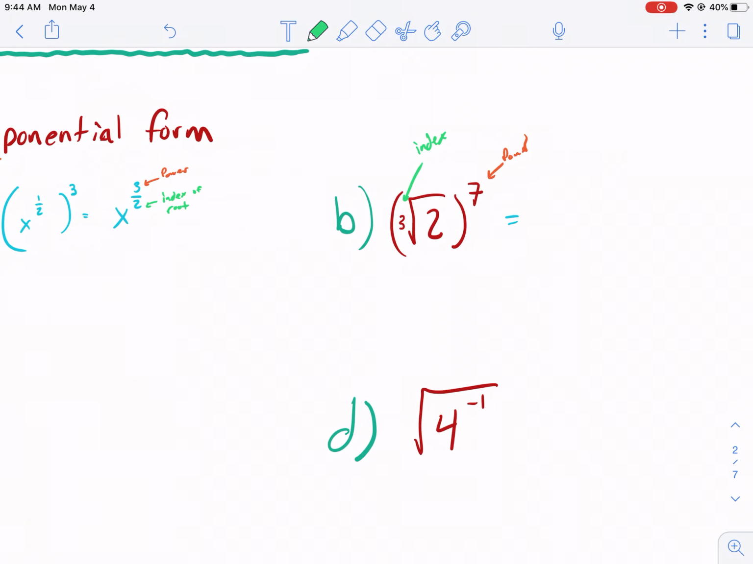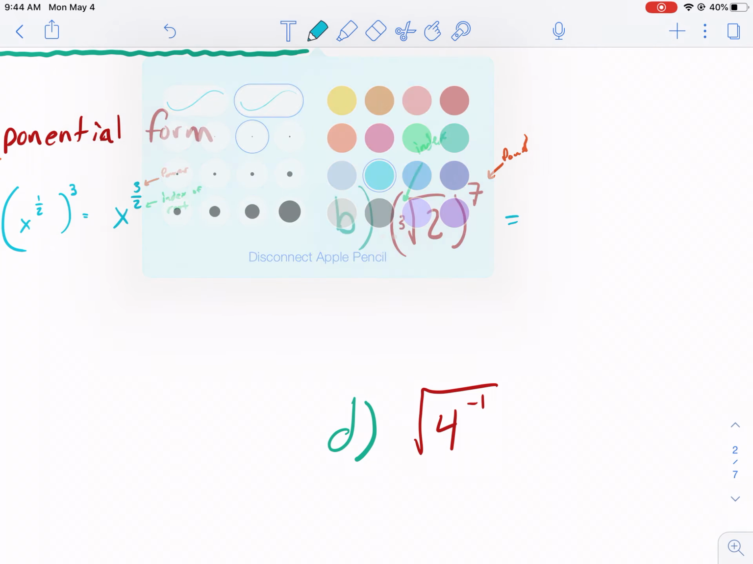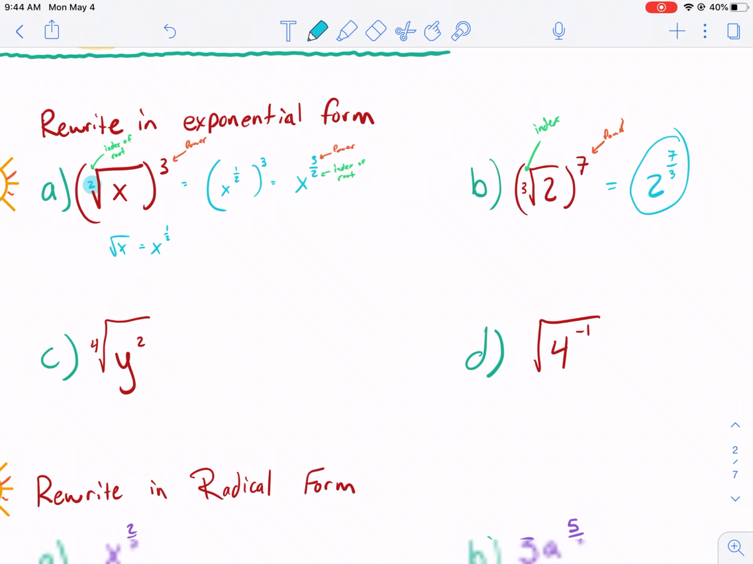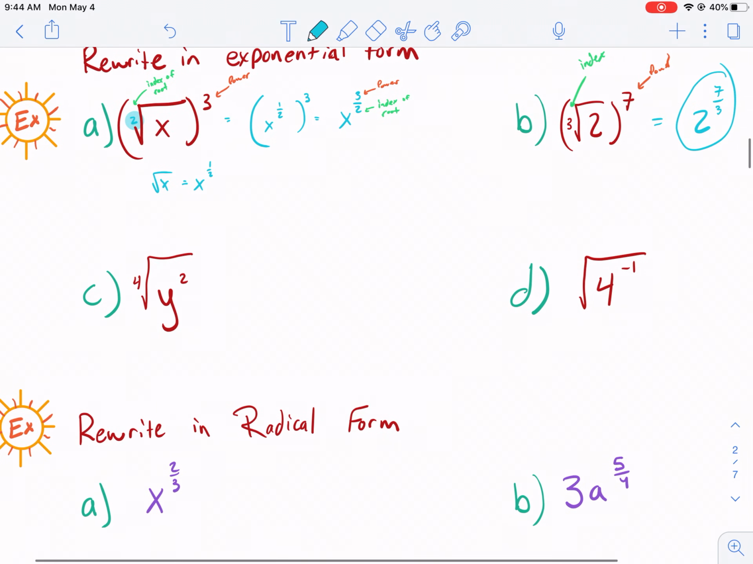Now, let's keep the base the same. So the base was 2. We're going to keep it 2. But now we're going to put the power in the top and the index in the bottom. So 7 over 3. And that can be our final answer. That is written in exponential form.